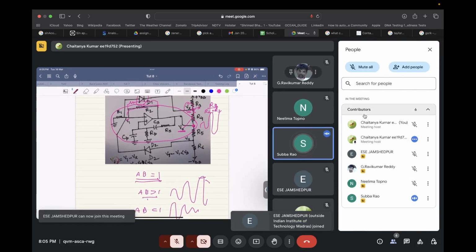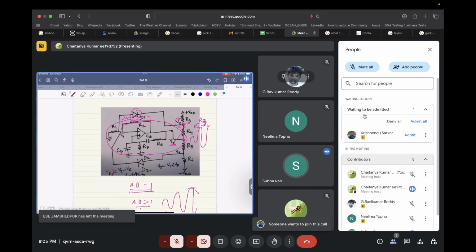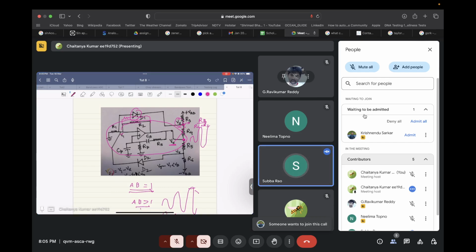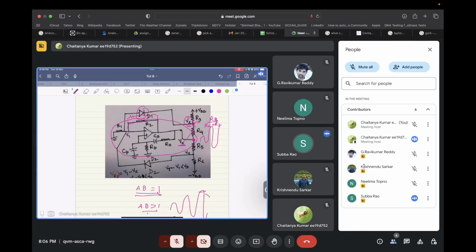Sir, whenever the output voltage is more positive, then D2 will conduct, and R5 will get in parallel with R2. That will reduce the overall loop gain. Either way, if VO is low, then D1 will conduct.